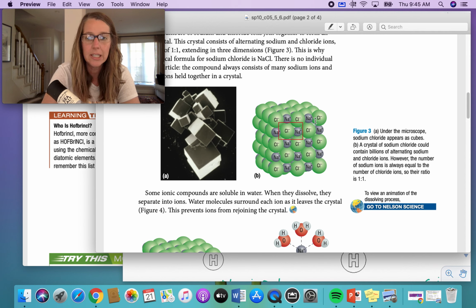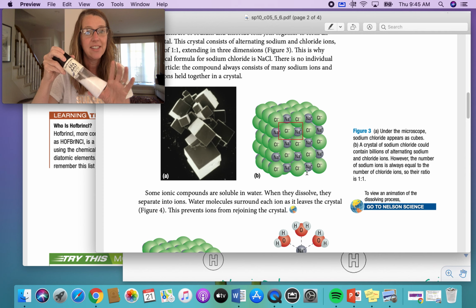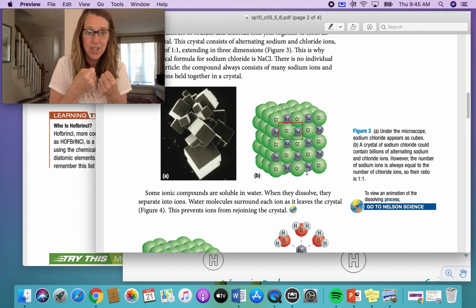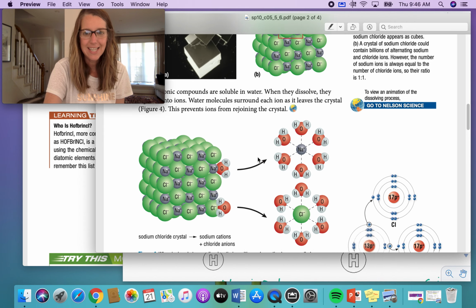You want to be able to clearly identify that this kind of compound, like table salt, is made up of metals and non-metals, and it's the electrostatic attraction of those ions that holds them together. The bonds that they form are called ionic bonds, and these are very strong bonds. They produce really unique physical and chemical properties.